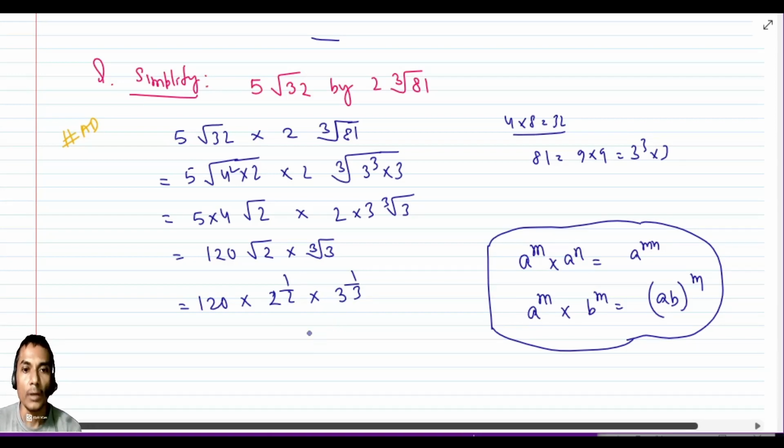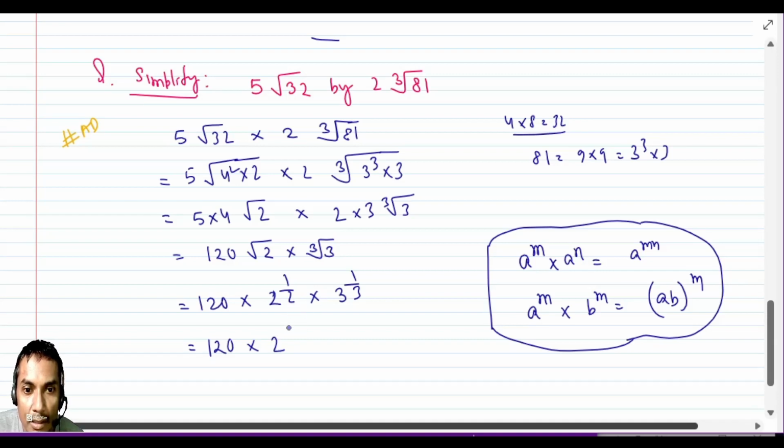So what we can do, we just take the LCM of this 2 and 3. This is 3 by 6, and here we can do this because the LCM of 2 and 3 is equal to 6, clear. Then 3 to the power, here it is 2 and it is 6, clear.